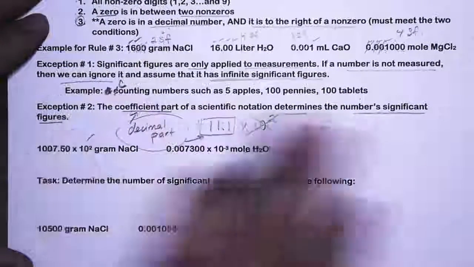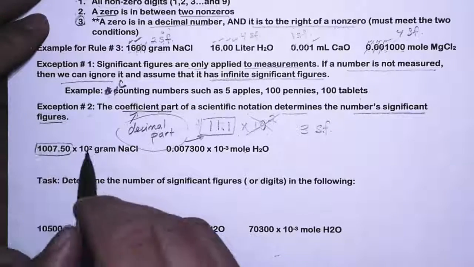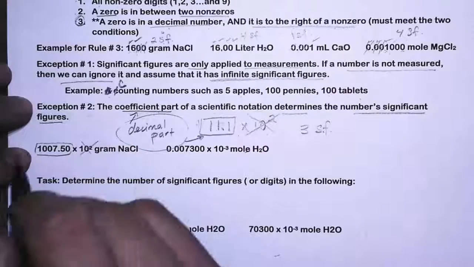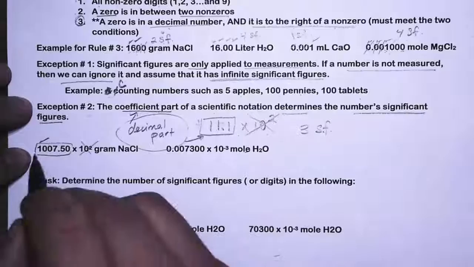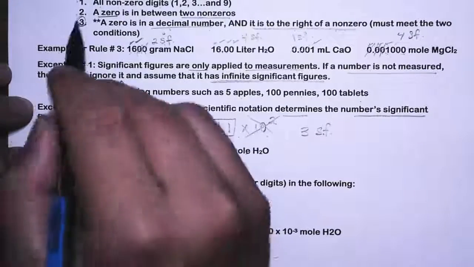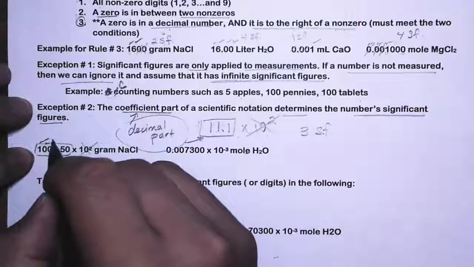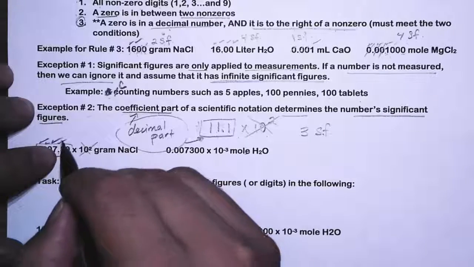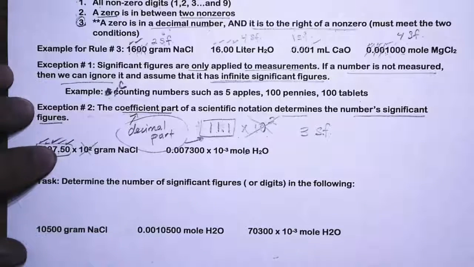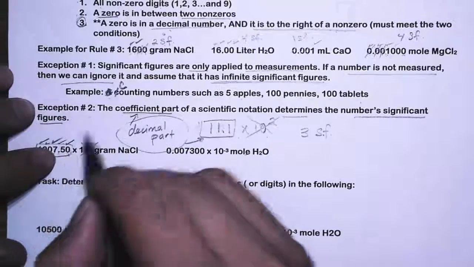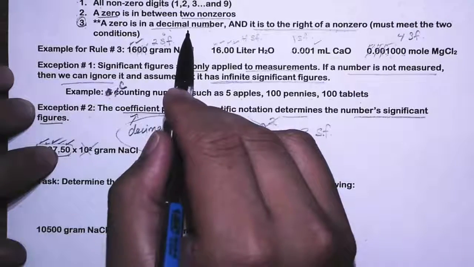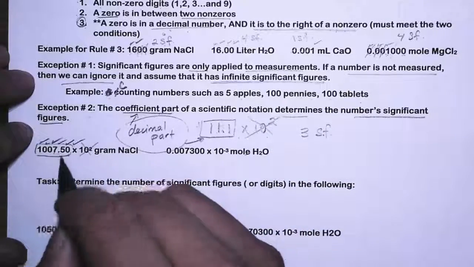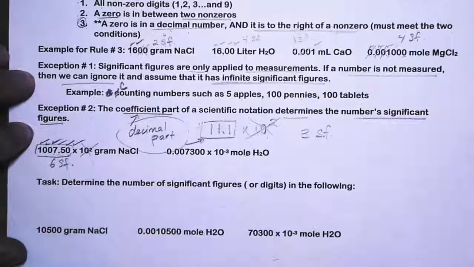I have this number right here. This decimal part is the only thing that we care about. We can ignore 10 to the second power. In this case, this is a non-zero, so significant. And these 0s are significant because look at rule 2. They are in between 2 non-zeros. And then we have the 7 that is significant. Then we have a decimal number. Then we have a 5 that is a non-zero. What about this 0? This 0 is in rule number 3. It is in a decimal number, yes. And it is to the right of a non-zero, so therefore it is significant. So we have 2, 4, 6 significant figures.